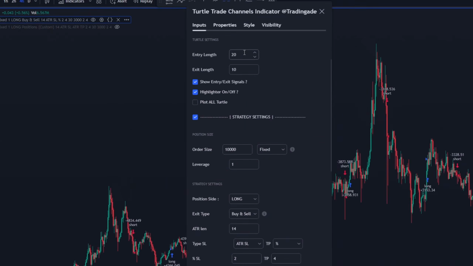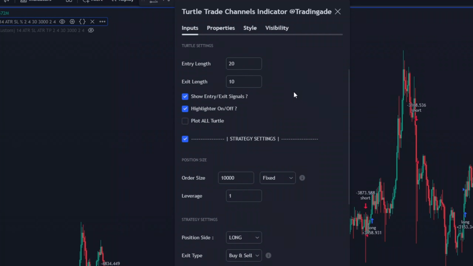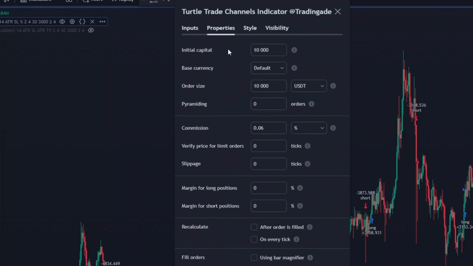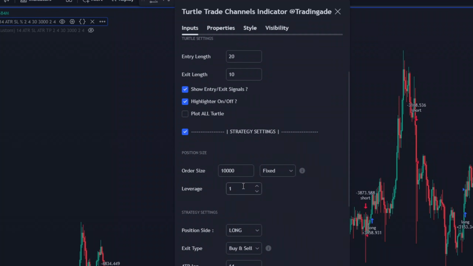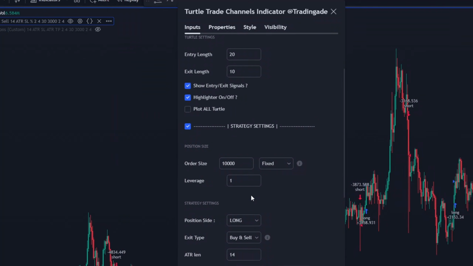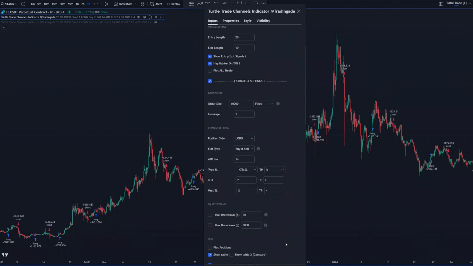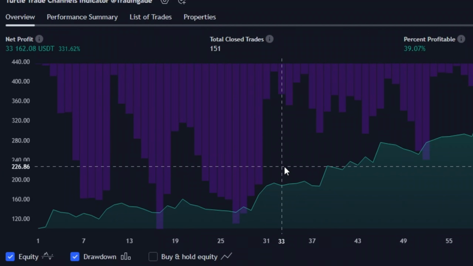Basically, I just left the default settings, so 20 exit length, it doesn't matter because I didn't use the condition, 0.06% commission as always, order size $10,000 with a fixed amount, 1x leverage, so no leverage. Let's see the backtest results. As you can see guys, the equity is pretty decent.